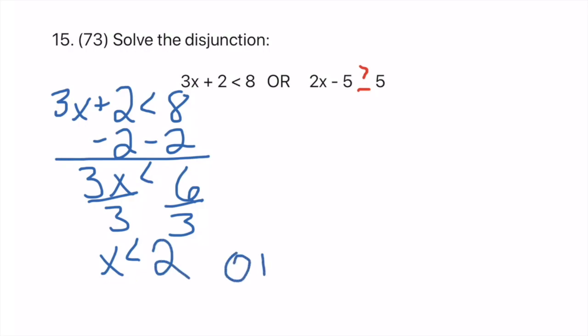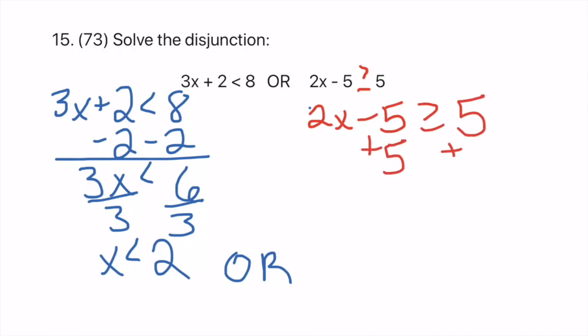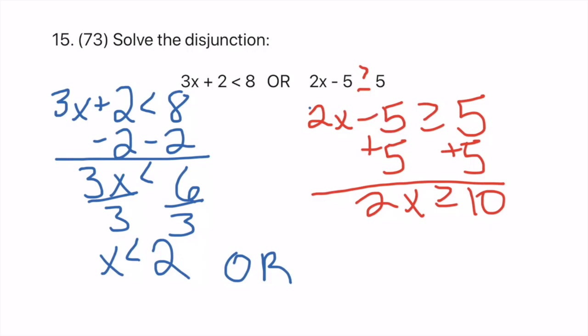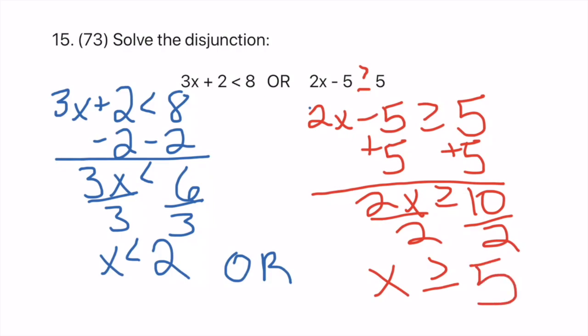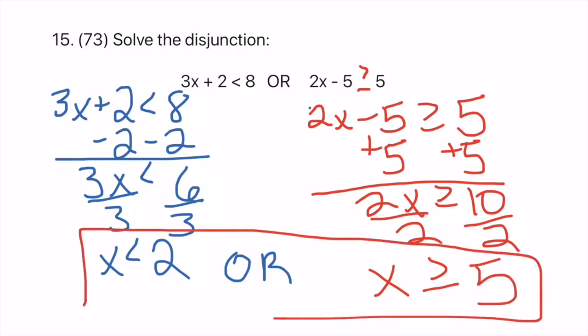And then we have or. Now let's solve this side. We have 2x minus 5 is greater than or equal to 5. We'll add 5 to both sides to get 2x is greater than or equal to 10. Divide both sides by 2, and we get x is greater than or equal to 5. So here are our 2 solved problems.